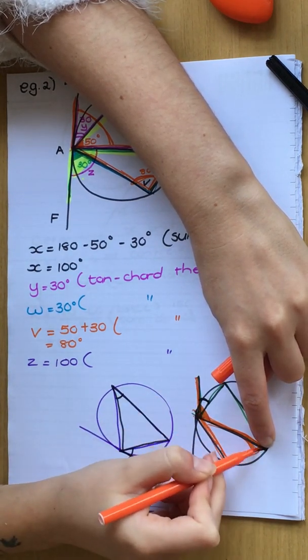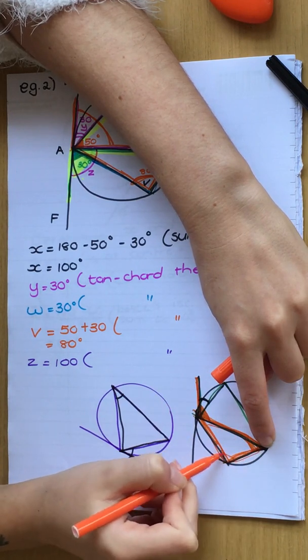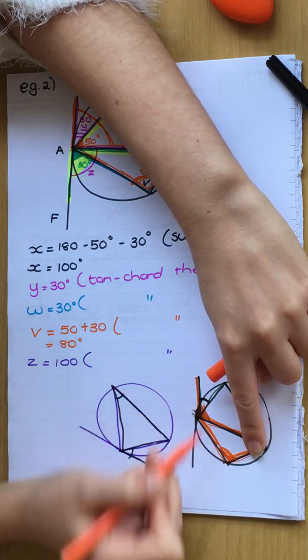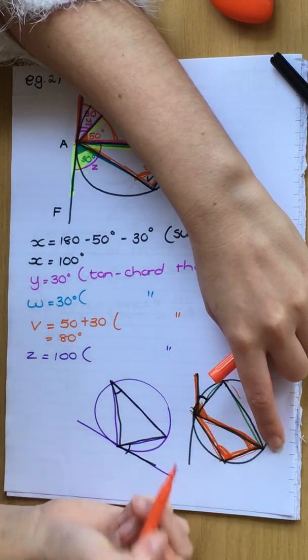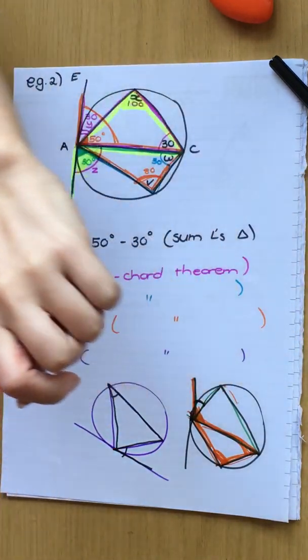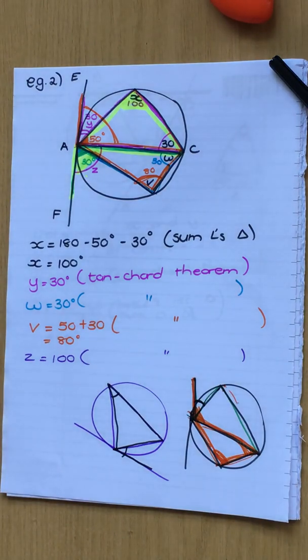So 1, 2, 3. Here's 3. So 3 and 1 would go together. But don't go 1, 2, 3, 4. It's not this and this. Okay? Just make sure you go in the opposite direction. Anyways, I hope these examples make sense. The next video will be on exam questions.